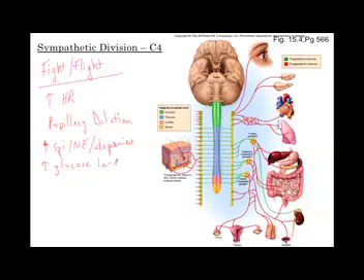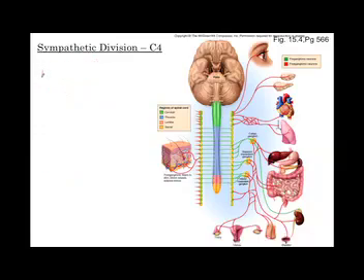Why? What would glucose be important for in this situation? Generating ATP. Glucose is broken down to produce ATP. What would ATP be used for? Muscle movement. Okay, I'm going to reset this because I'll add to it.